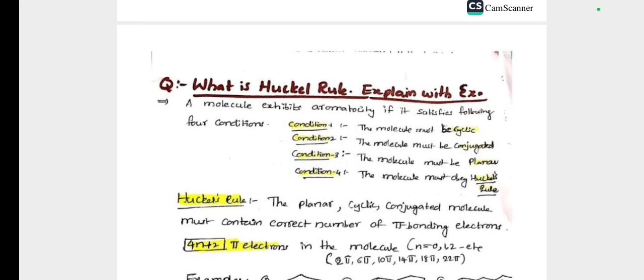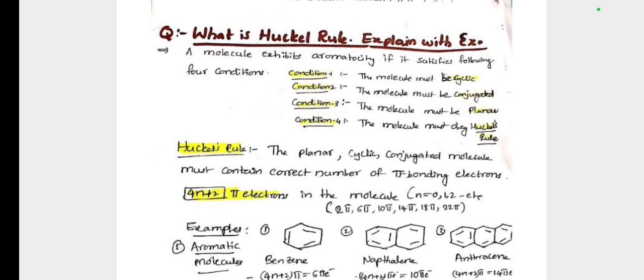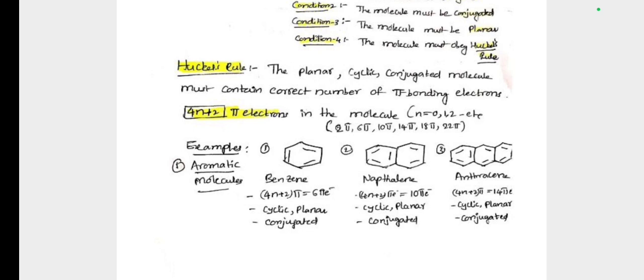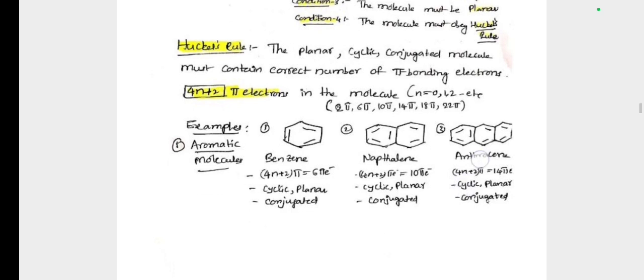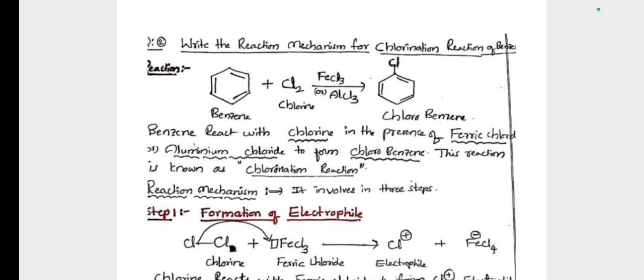Next, Huckel's rule is also important. Very easy. Remember the 4n plus 2 pi electron rule. Remember like that, with examples. Next, these are very important mechanisms. Okay, practice 3 or 4 times. Easily you can get 10 marks.